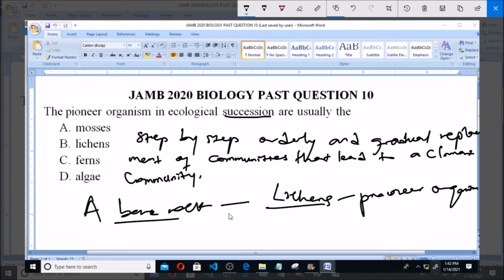Now, their presence and other abiotic factors then lead towards the crumbling of this rock, which leads to soil formation. So it is the presence of leaching and other abiotic factors that then brings about the weathering of the rock, that then brings about soil formation. So you can see that the pioneer organisms of succession are actually lichens, because they bring about the formation of a new community that includes soil formation. So the activity of leaching on this bare rock and other abiotic factors bring about soil formation.